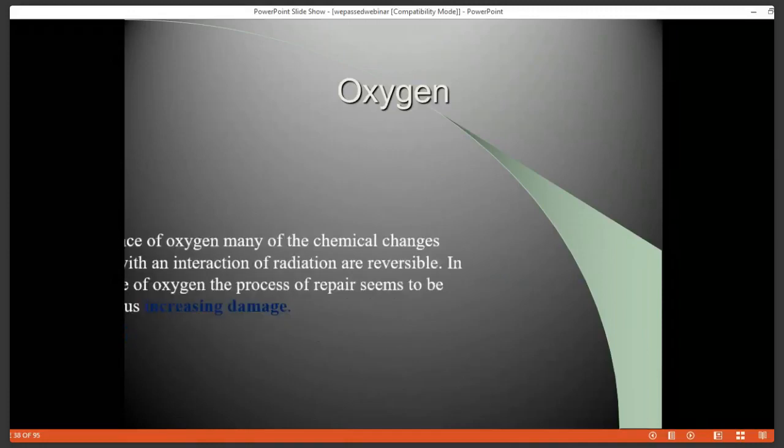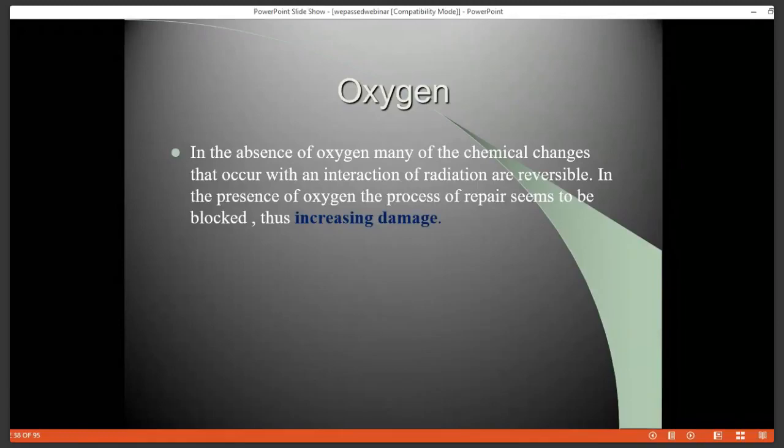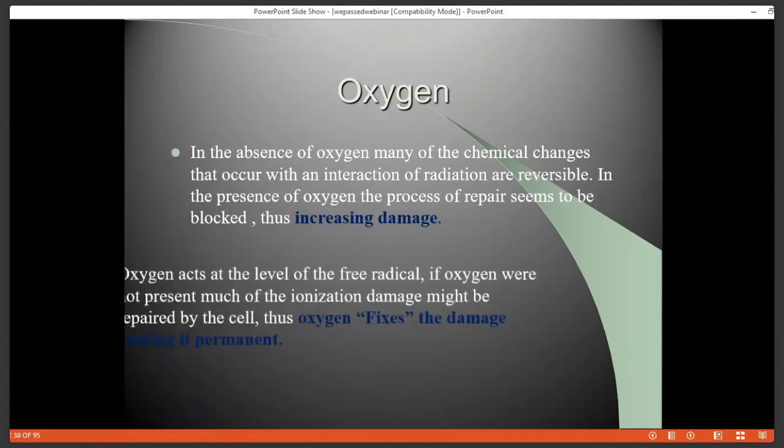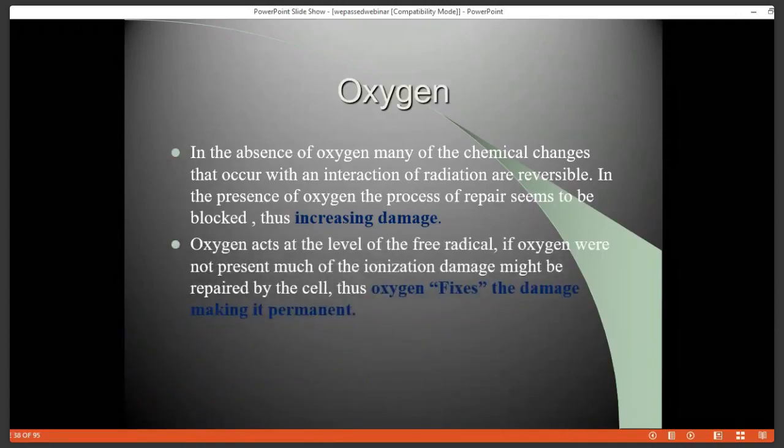In the absence of oxygen, many of the chemical changes that occur with any interaction of radiation are reversible. In the presence of oxygen, the process of repair seems to be blocked, so this increases the amount of damage. So cells that have oxygen not only have more free radical production, but we see more damage from radiation. In addition, it tends to make the damage permanent, basically fixing the damage. So we have these three things going on with oxygen in cells.